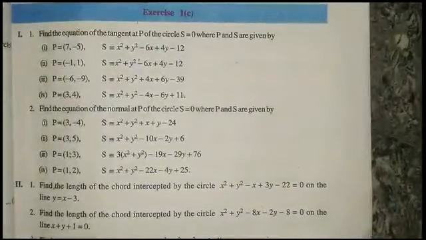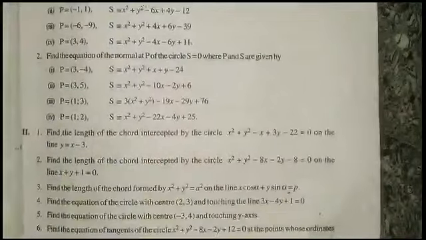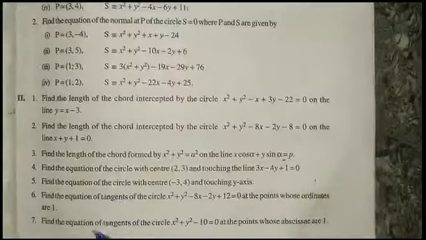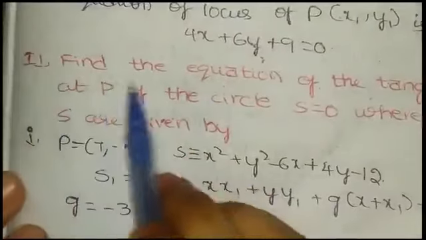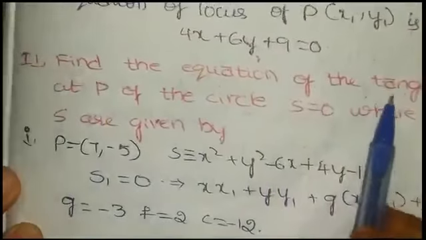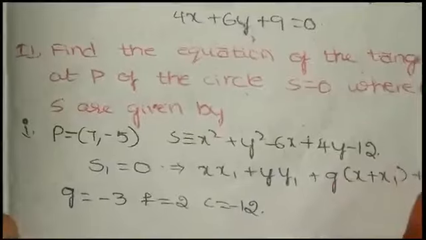In this video, let us solve exercise 1C, first Roman and the second Roman 7 problems. In that, the first Roman first one, find the equation of the tangent. So they have given a circle and a point. Then what do we have to do?